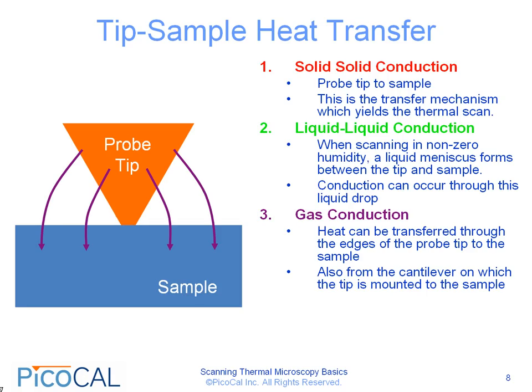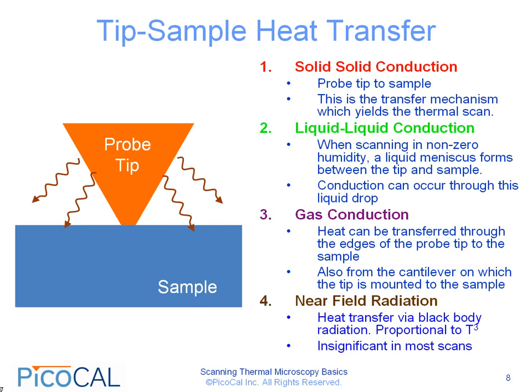Gas conduction is another factor. Through the lateral edges of the probe tip, heat can be transferred through the thin air gap that's separating the probe tip from the sample. This can also occur from the cantilever on which the tip is mounted. This type of conduction can be avoided by scanning under vacuum conditions. Number two, liquid-liquid conduction can also be avoided by scanning under vacuum conditions.